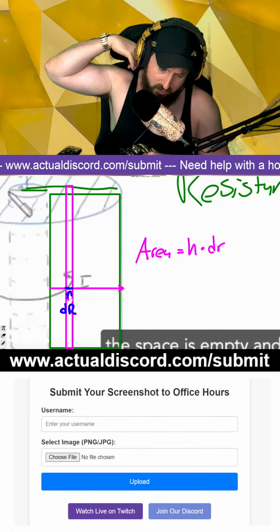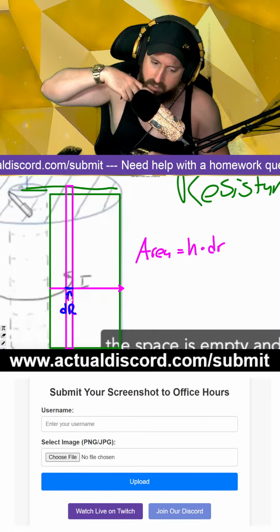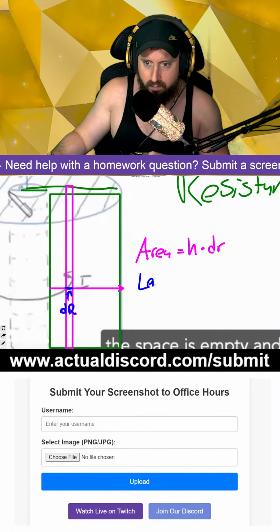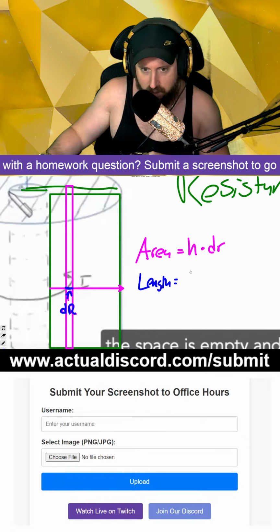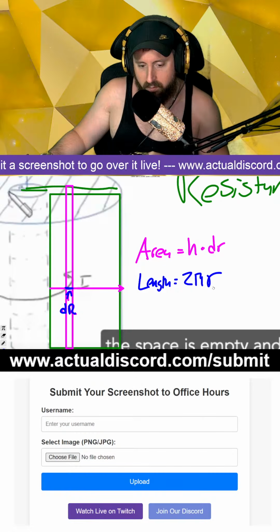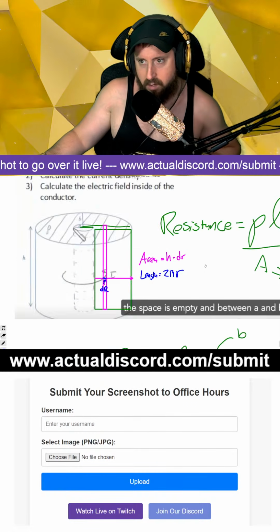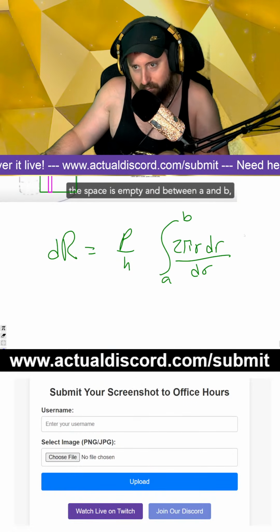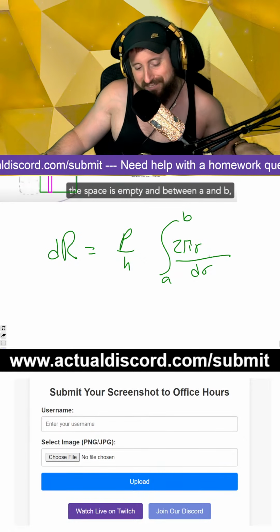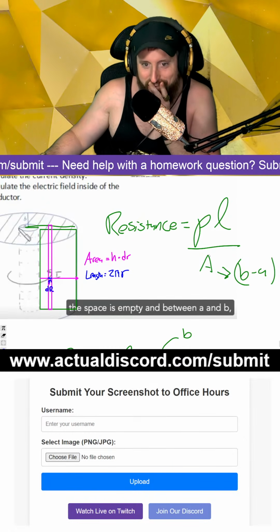And then the length that thing travels is equal to, oh, is it just equal to 2 pi r? Right? Okay, so I think it's 2 pi r over dr. But wait, I don't think you can do dr in the bottom. How does this work?